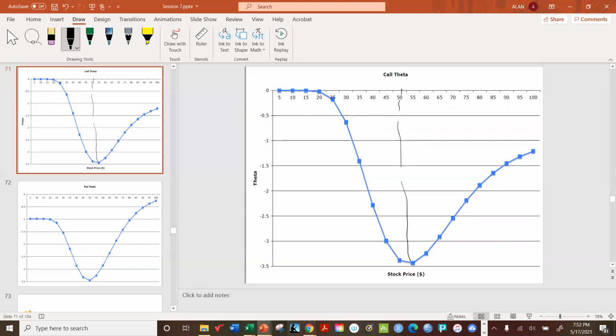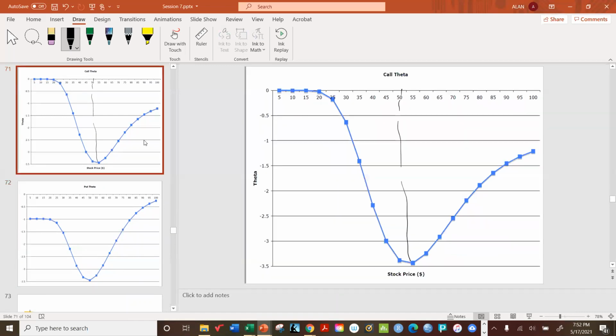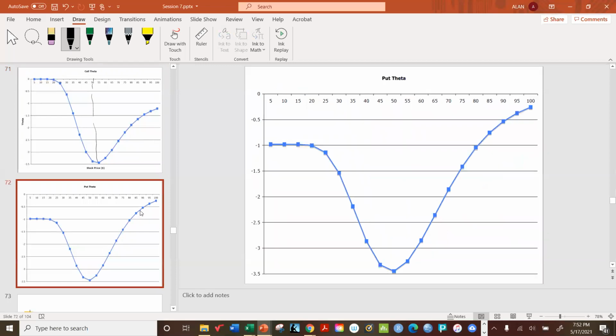For the put, you'll see that it's similar, but not the same. Let me just remind you, here's the call, and here's the put. They're almost reversed. But in both cases, you can see for the most part, they're negative, and they're most negative right around the strike price.